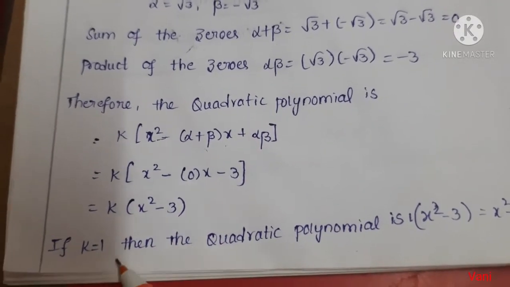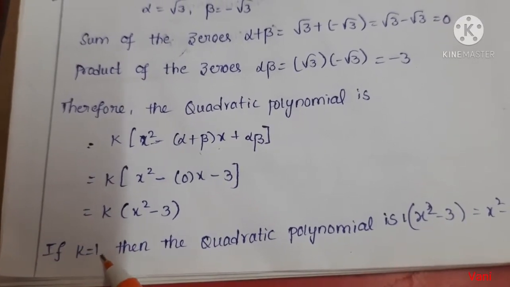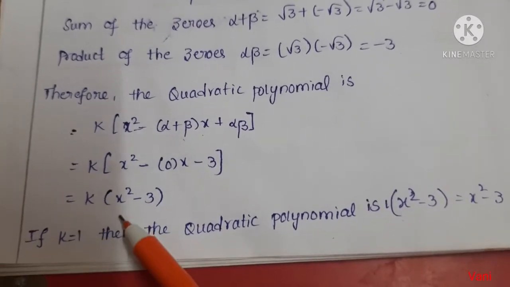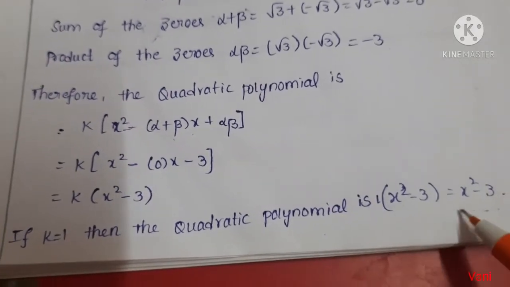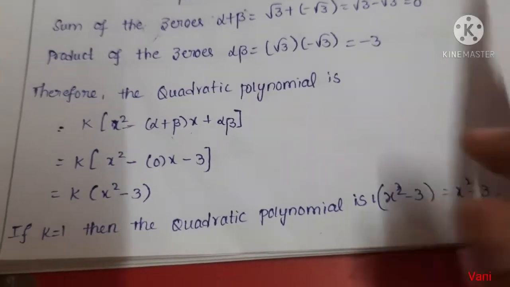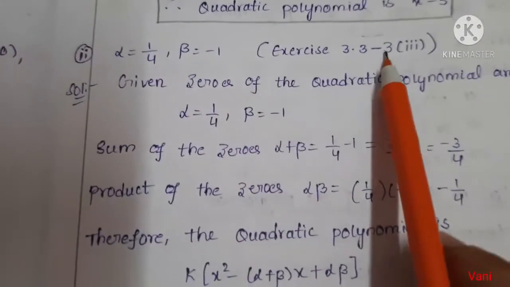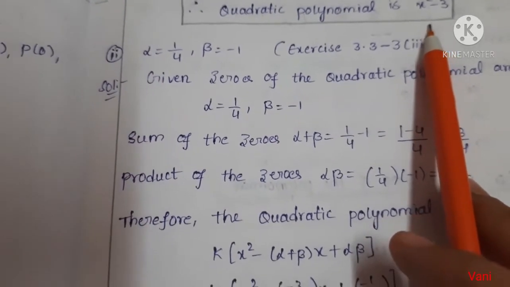So if k is equal to 1, k is some constant, so we can substitute the k value 1. Then the quadratic polynomial is 1 into x square minus 3, which gives x square minus 3. So this is our required quadratic polynomial. Write in the conclusion: therefore the quadratic polynomial is x square minus 3. So the problem is completed.